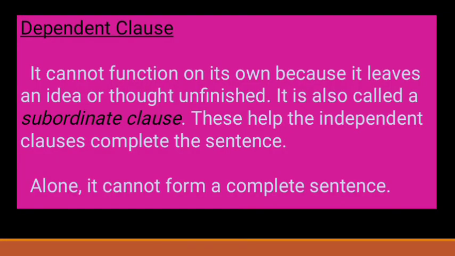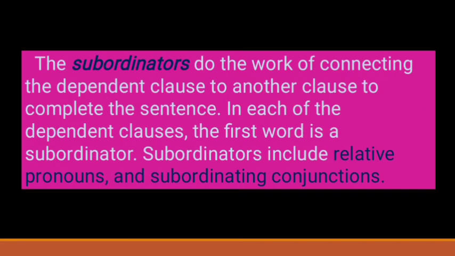Now let us proceed with the dependent clause. When we say dependent clause, it cannot function on its own because it leaves an idea or thought unfinished. It is also called a subordinate clause. These help the independent clauses complete the sentence. Alone, it cannot form a complete sentence. The subordinators do the work of connecting the dependent clause to another clause to complete the sentence. In each of the dependent clauses, the first word is a subordinator. Subordinators include the relative pronouns and subordinating conjunctions.